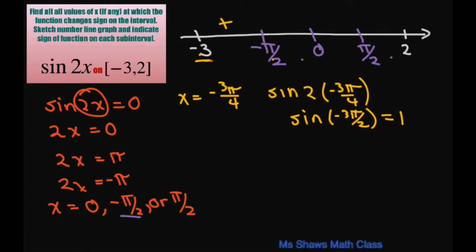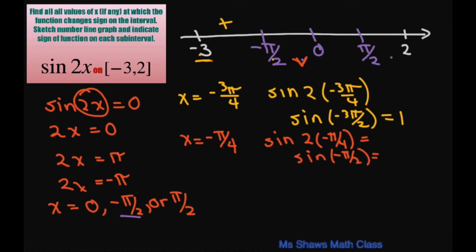Now let's test one in between here. So let's test x equals negative pi divided by 4. You can test anything. You want to pick something easy. So we have sine of 2 times negative pi divided by 4. And that's going to be sine of negative pi divided by 2. So that's like 3 pi divided by 2. So that's -1. So this is going to be negative.